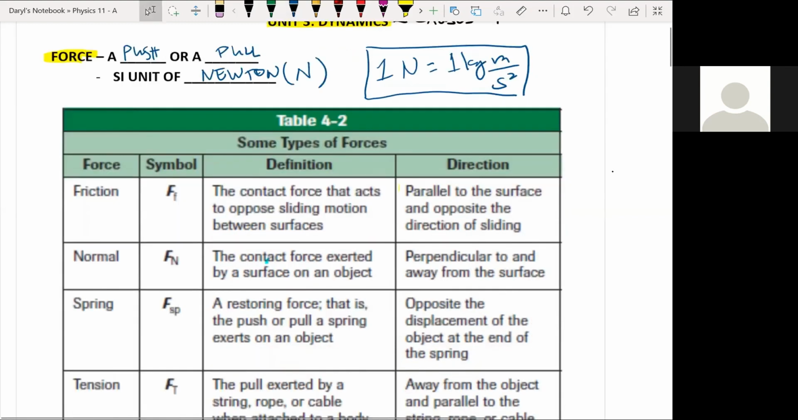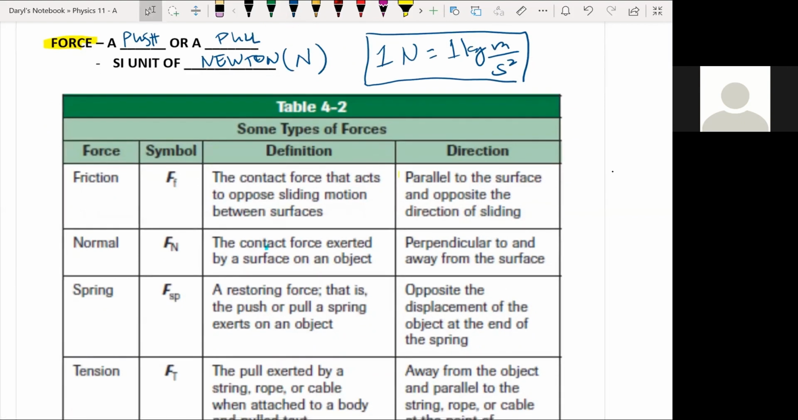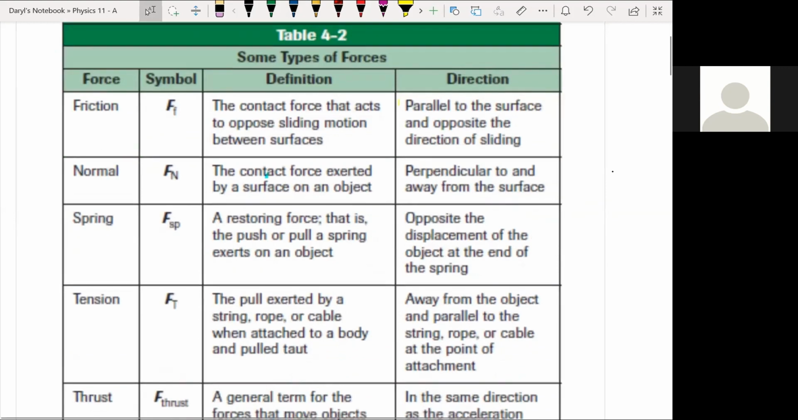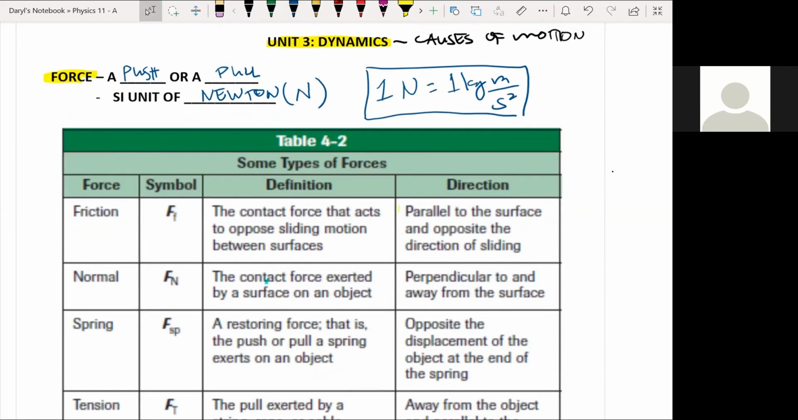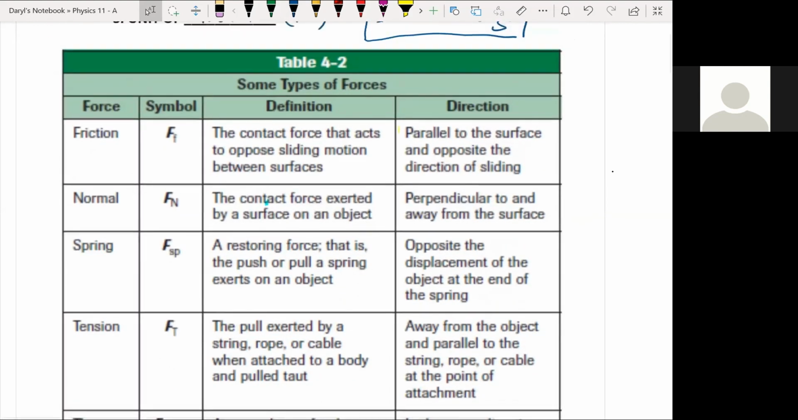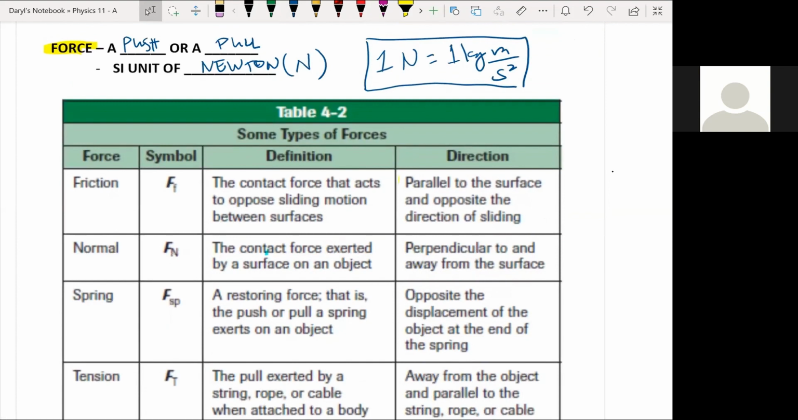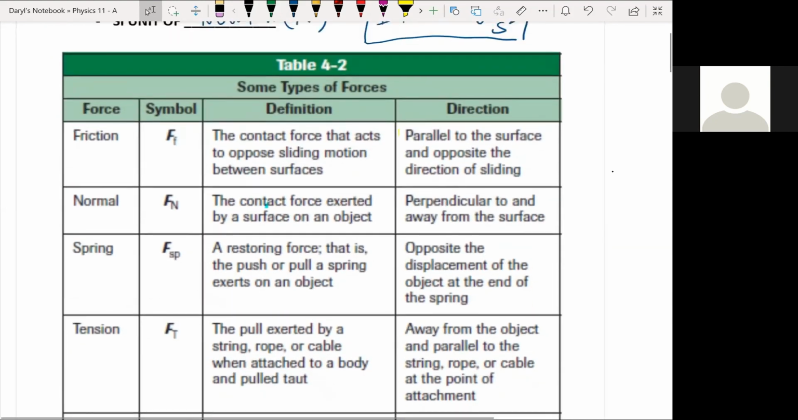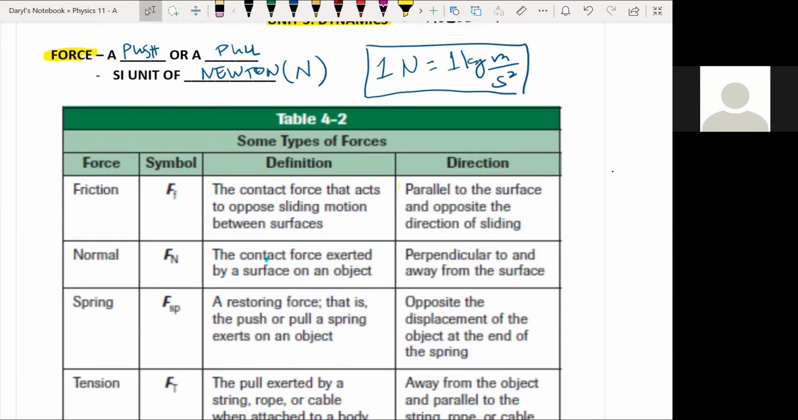This is not part of your note template. I didn't include this one in your note template. However, this can be found in your textbook. I want to include this one because in this particular unit, you'll be encountering these forces, and an integral part of understanding this particular unit is to identify these particular forces.